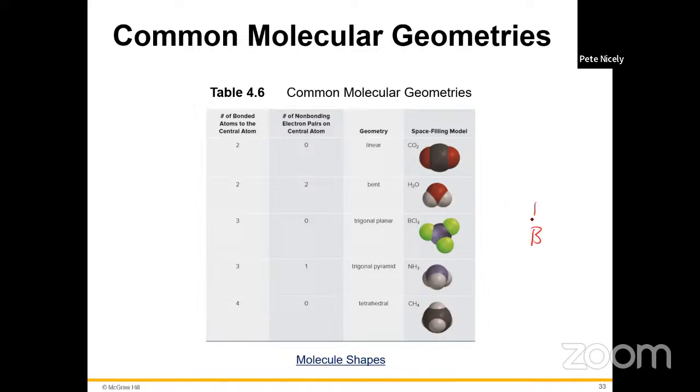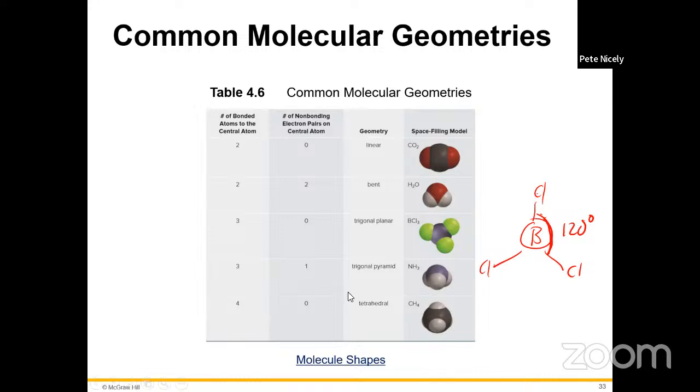And when I say trigonal planar, I mean something like this. B bonded to Cl like this. So basically, these surrounding atoms will be at the angles of a triangle, and the boron will be in the middle. And the angle here, the bond angle here, will be 120 degrees. All right? So that's what the trigonal planar shape looks like.